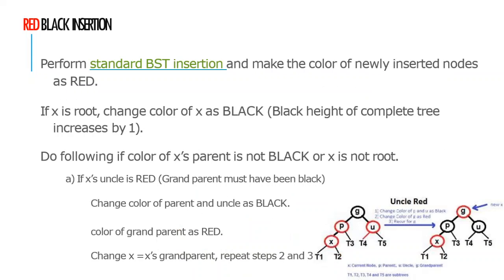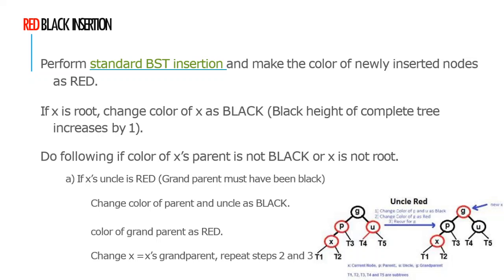We perform standard BST or balanced tree insertion and make the color of the newly inserted node red. If X is the root, we will have to change the color of X to black as the black height of the complete tree increased by 1. We have to do the following if the color of X's parent is not black or X is not the root. We have some cases now.